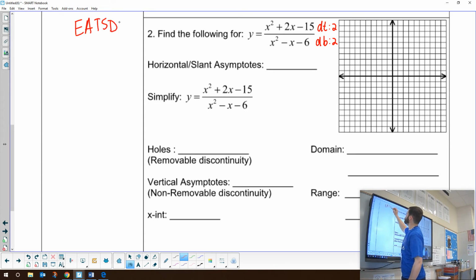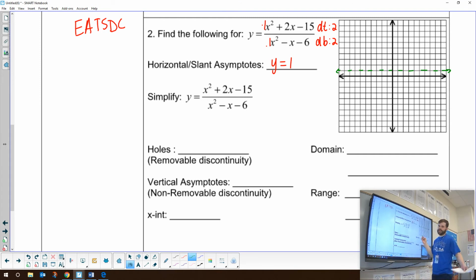So we got 2 in a row. That happens quite a bit. So then, leading coefficient here is 1 and 1. So my horizontal or slant asymptote is just y equals 1, because 1 divided by 1 is 1. So we can draw a horizontal asymptote at y equals 1. Just like that, super easy. We know that about my graph.